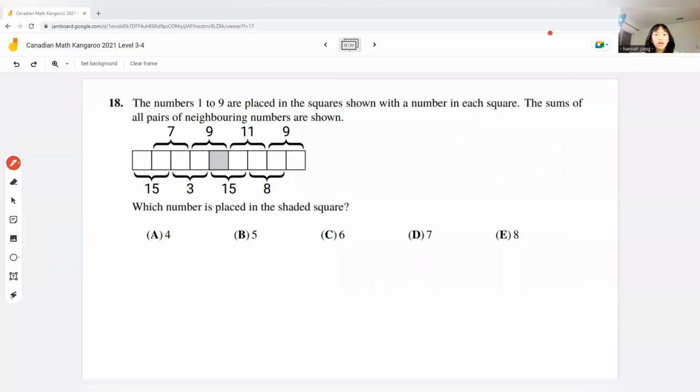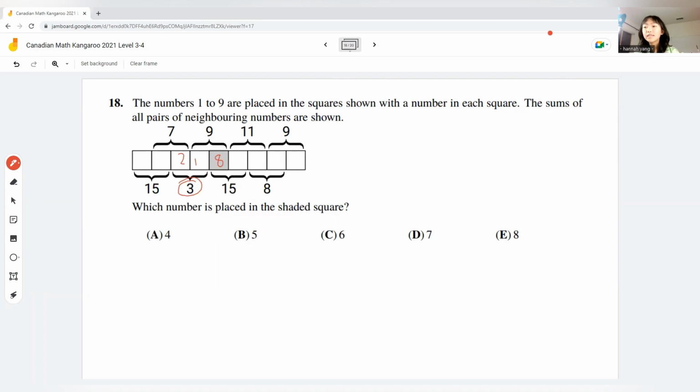Problem 18. The numbers 1 to 9 are placed in the squares shown with the number in each square. The sums of all pairs of neighboring numbers are shown. Which number is placed in the shaded square? So here we notice that 3 is the smallest number that we are given, and that's the number that we should start off with because we know for sure that in those squares that make up 3, it's 1 and 2. So for example, if we just put 2 and 1, then we can fill this out to be 8.